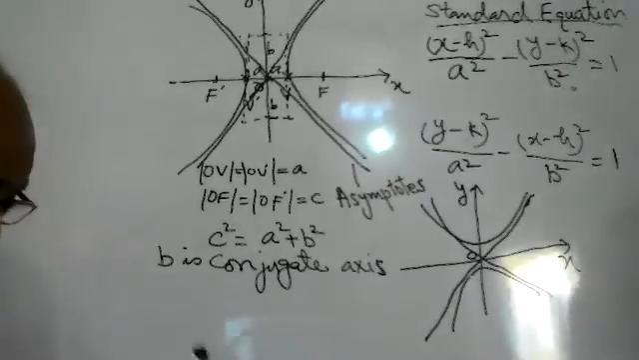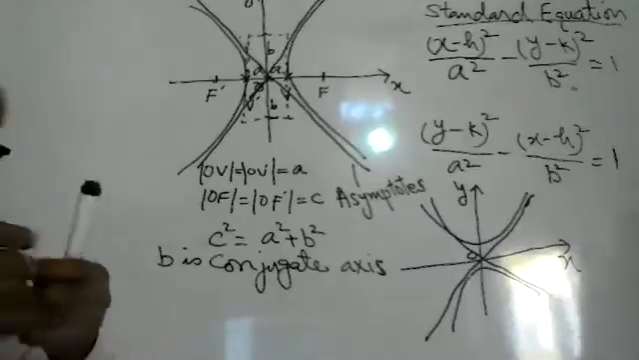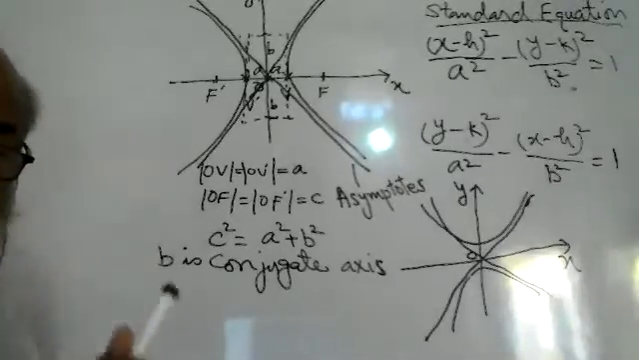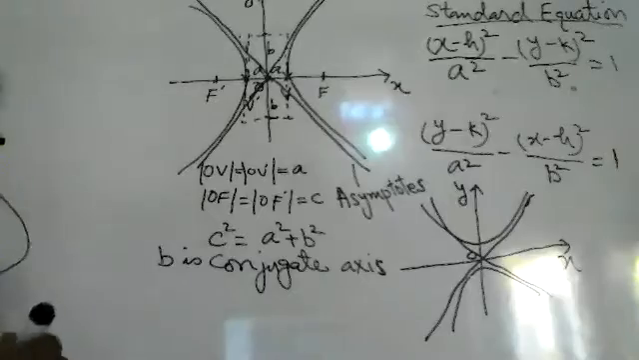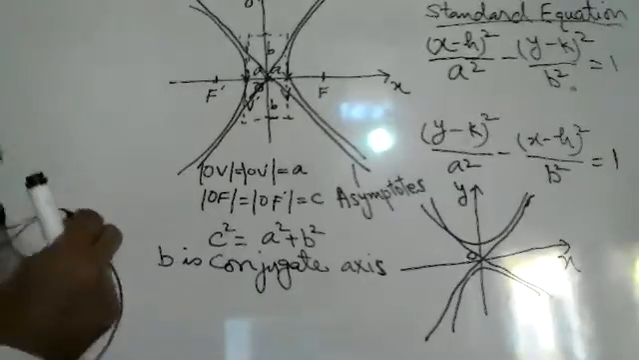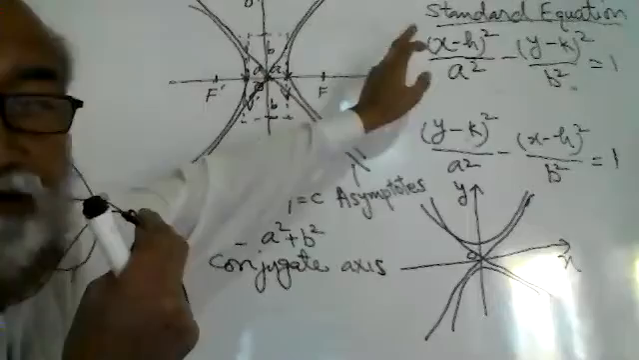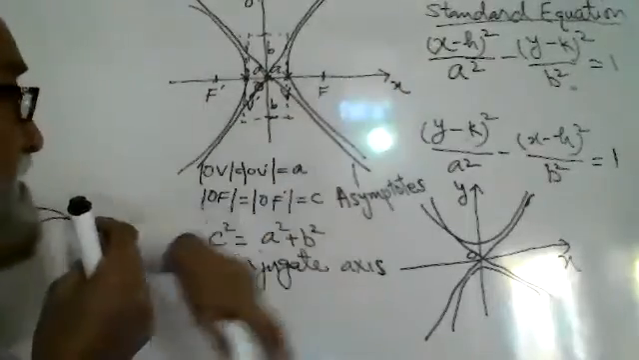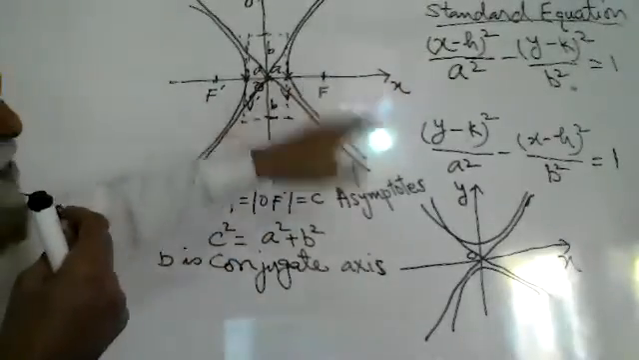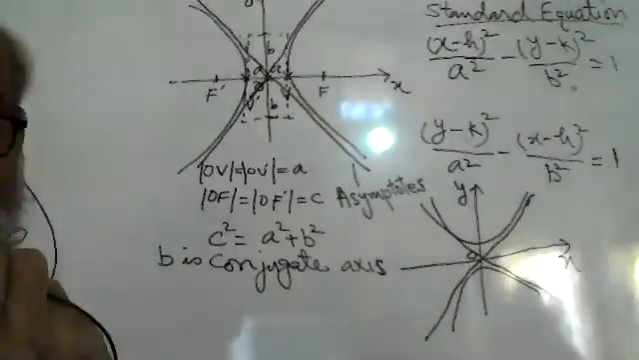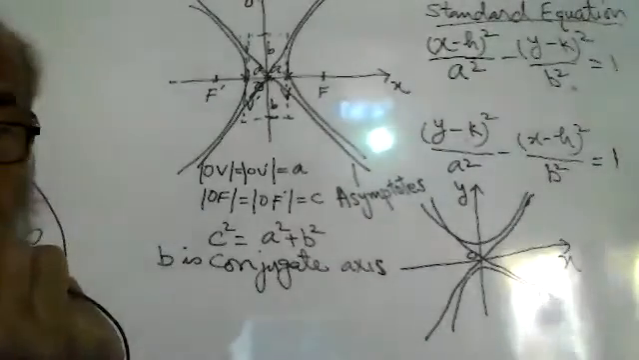So these are the equations. We have to find the equation of the asymptotes. When the equation of the hyperbola is given, we will find the vertices, foci, and the equation of the asymptotes.